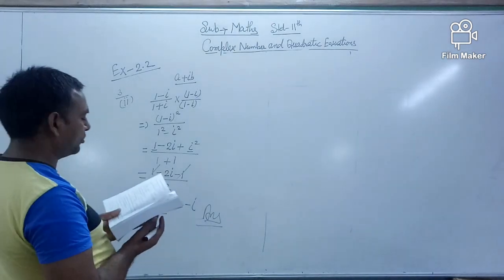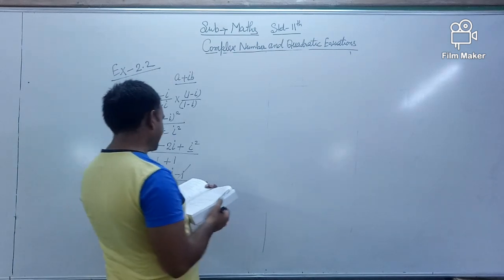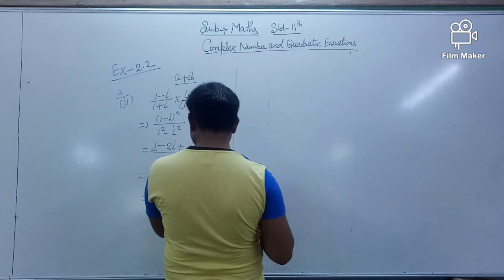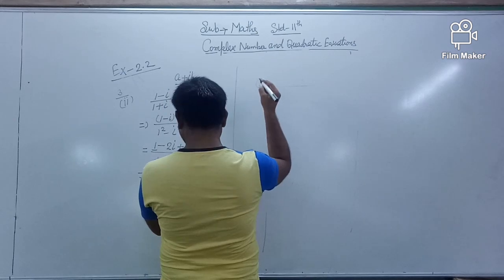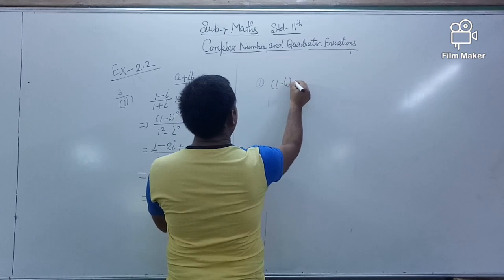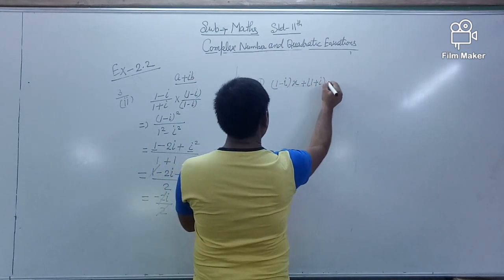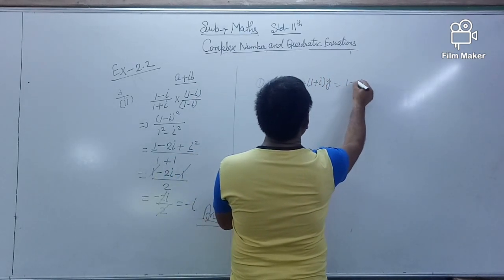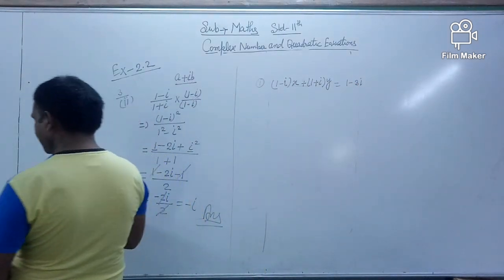Next, some questions are also given. Find the real values of x and y for which, suppose you just want to find the values of x and y. Question number first: (1 minus i) into x plus (1 plus i) into y is equal to 1 minus 3i. Then how can you find the real values of x and y?